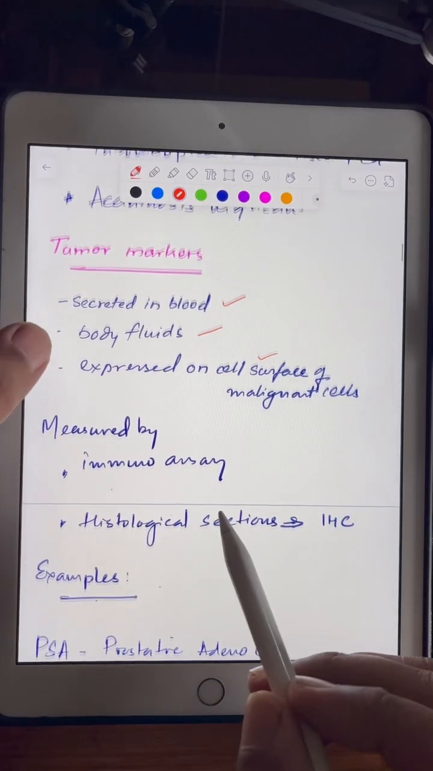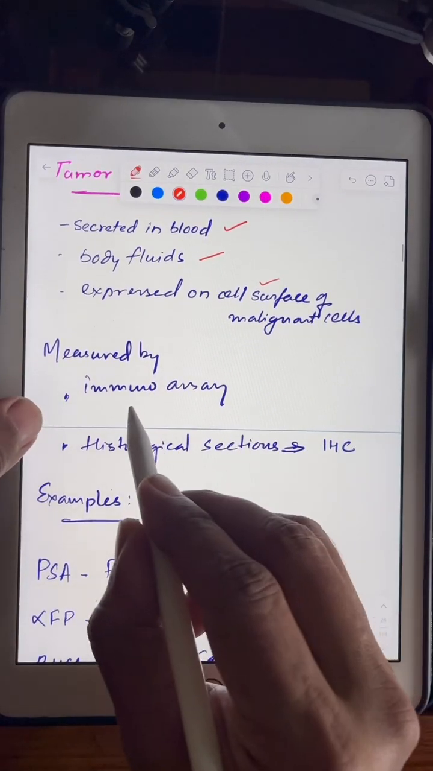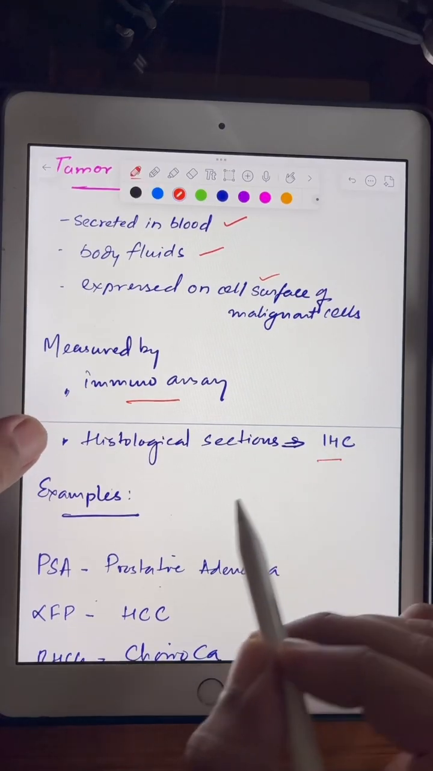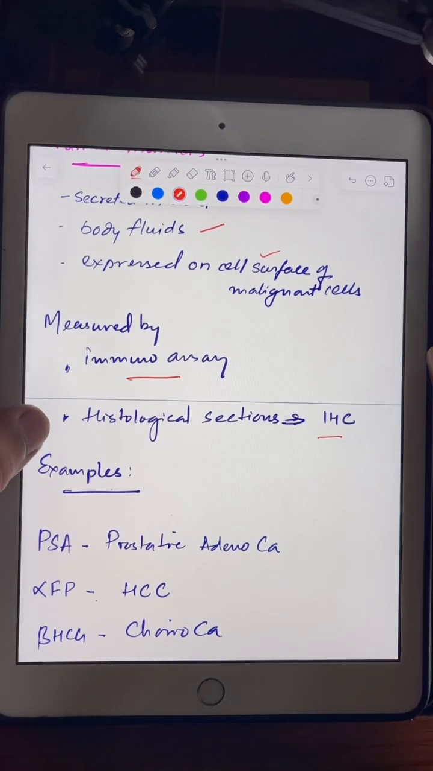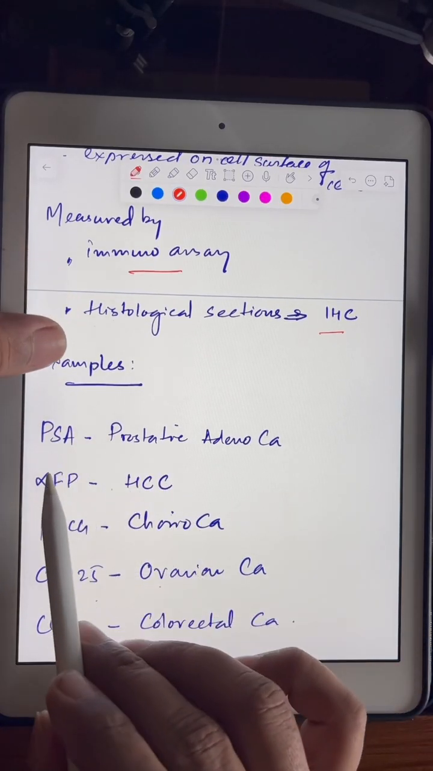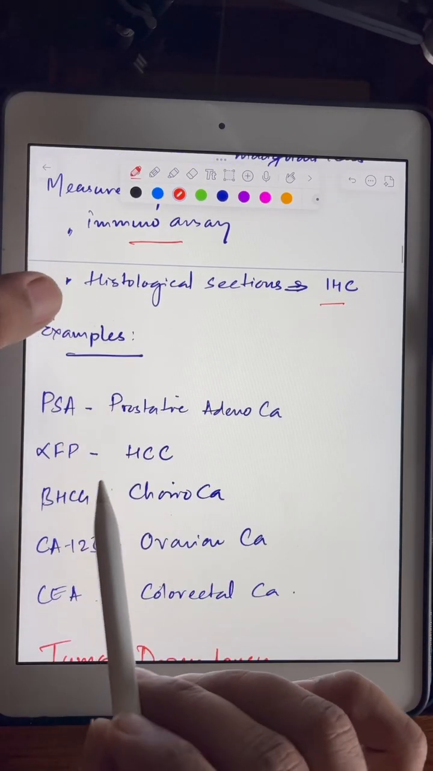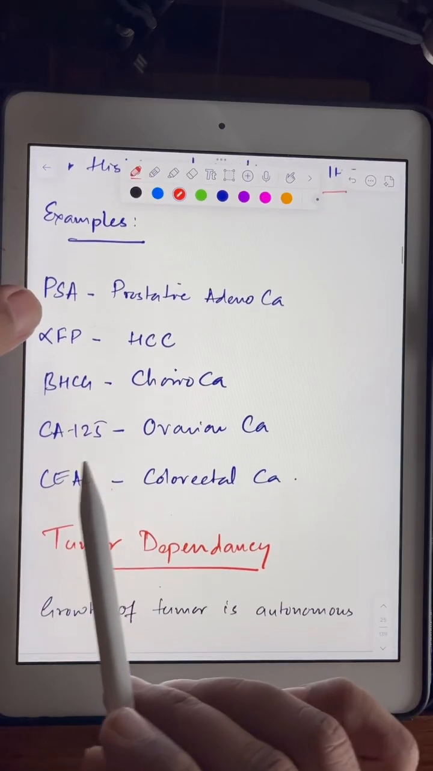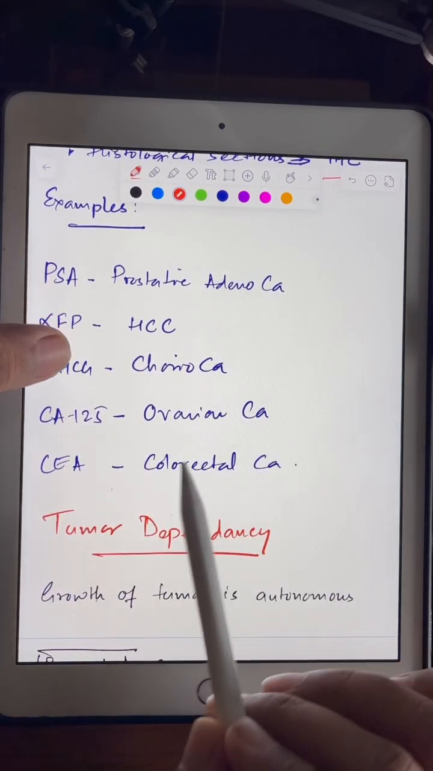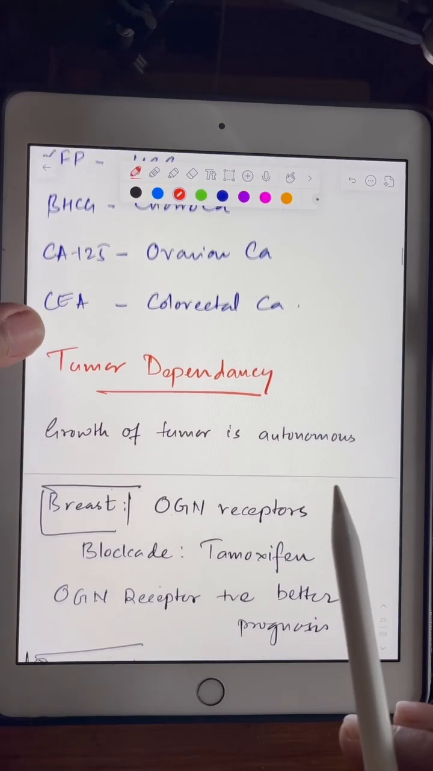3 locations measured by immunoassay. Histological sections, immunohistochemistry. Examples of tumor markers are: for prostatic malignancy, prostate surface antigens; alpha fetoproteins measured in hepatocellular carcinoma; in choriocarcinoma, beta HCG is measured; ovarian carcinoma, CA 125; colorectal carcinoma.